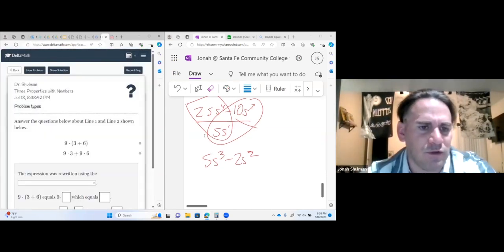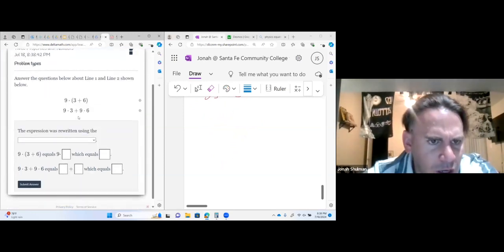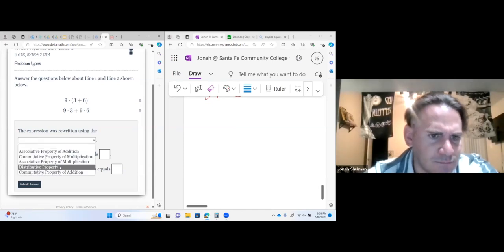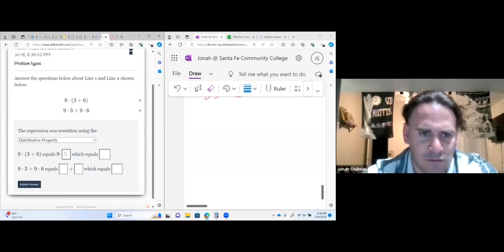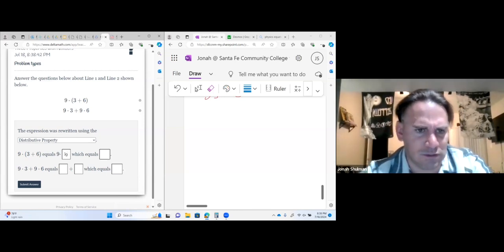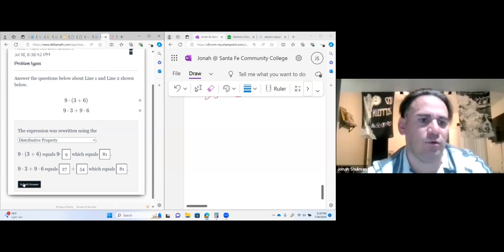Here's properties of numbers. Cool. Let's do some properties, remember them. Okay, the expression was rewritten using distribution property. 9 times 3 plus 1 equals 9 times 9, which equals what? 81. And 9 times 3 is 27, and 9 times 6 is 54, which also equals 81. Yay! We did the property.